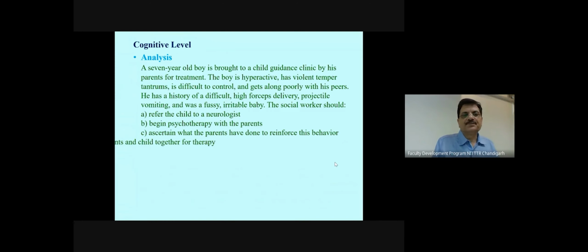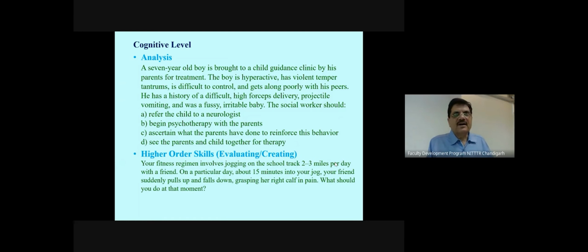Analysis level. A 7-year-old boy is brought to a child guidance clinic by his parents for treatment. The boy is hyperactive, has violent temper tantrums, is difficult to control, and gets along poorly with his peers. He has a history of a difficult, high forceps delivery, projectile vomiting, and was a fussy, irritable boy. The social worker should. It means this belongs to analysis level question. Only then he will guide.